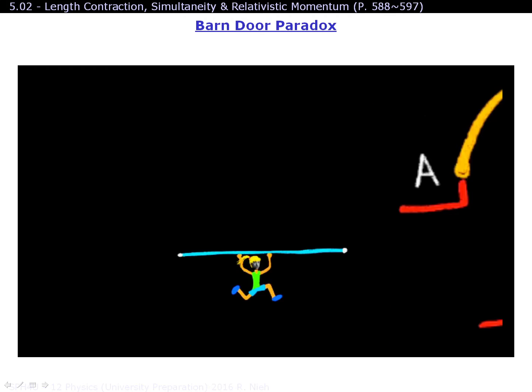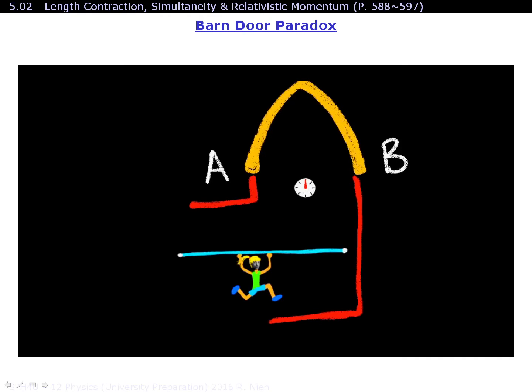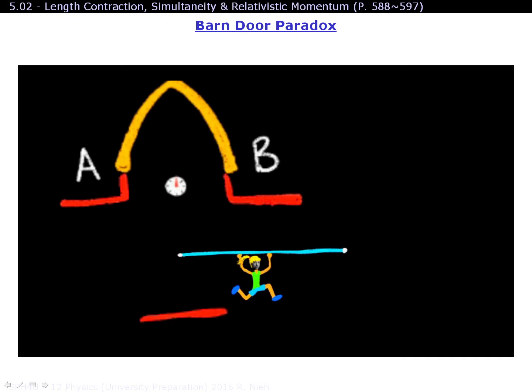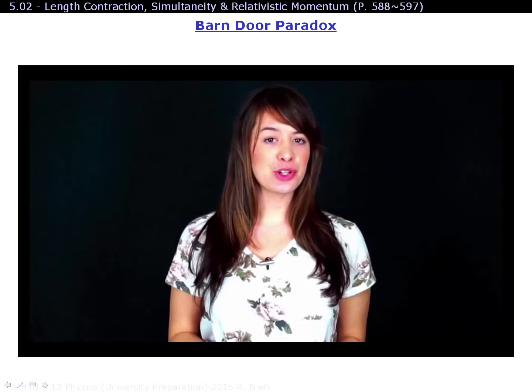So put together, as Alberta enters the squished up barn, door B closes and quickly opens again, letting her through. And then once the back of her pole is inside, door A closes and opens again. Told you it was juicy.